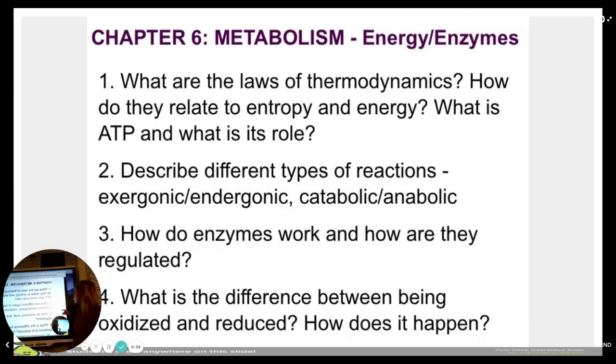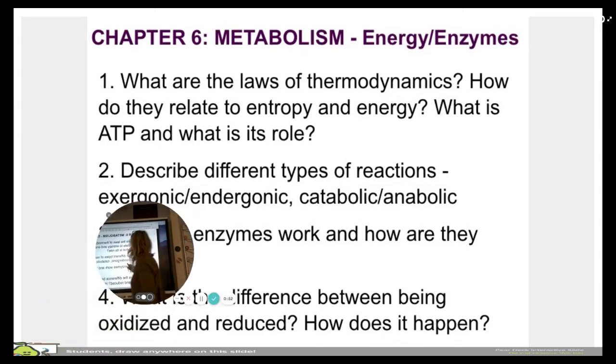On chapter 6, here are the big ticket items: the laws of thermodynamics, how they relate to entropy and energy, what is ATP and its role, exergonic and endergonic reactions, catabolic and anabolic, how enzymes work, and the difference between oxidized and reduced. So just look over those and how do you feel about it? Okay. Let's run through a few of these together.